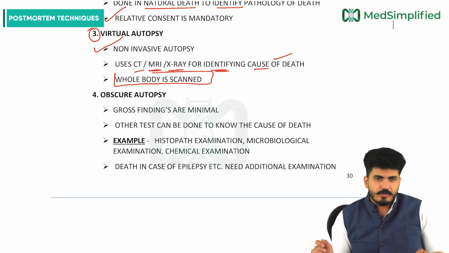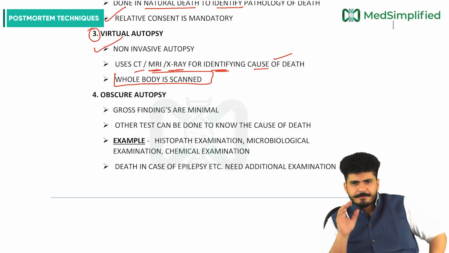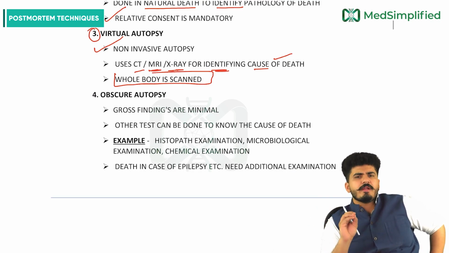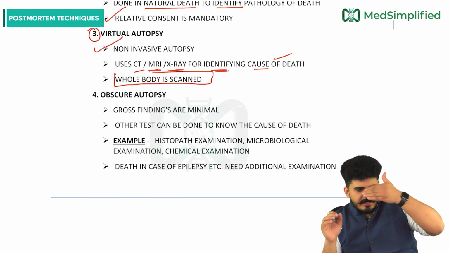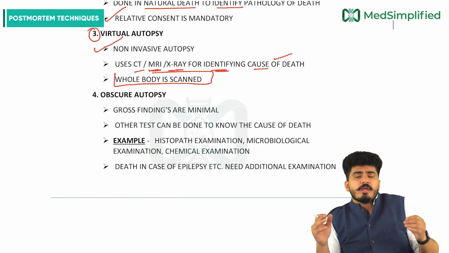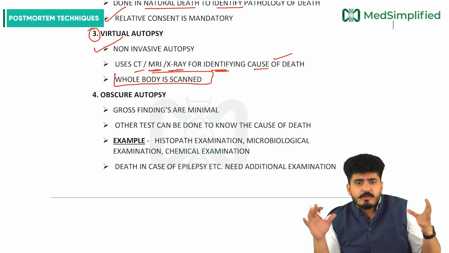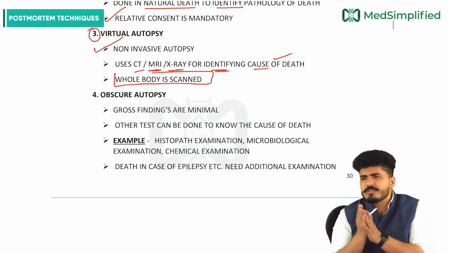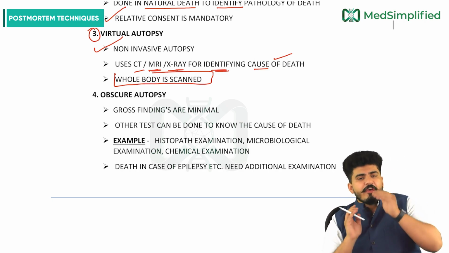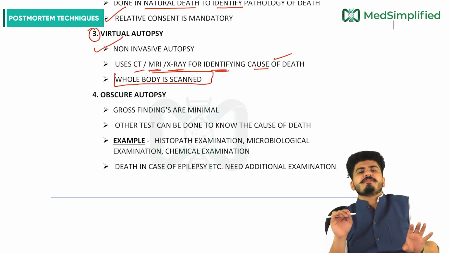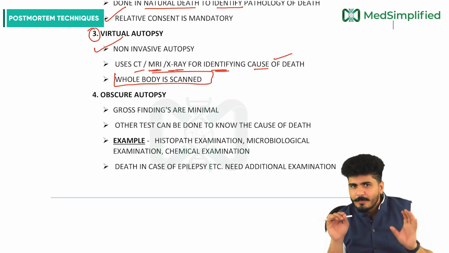Coming to the next, the obscure autopsy. Obscure autopsy means you have performed the autopsy, everything you have done what was required to do, but the gross findings, means the findings you have to see with your naked eyes, are very minimal. You are in a big question mark. To resolve that question mark, you take a particular tissue sample and go for histological examination. When your gross findings are minimal and you have to go for the micro examinations, my dear friends, those types of autopsies are called obscure autopsies.